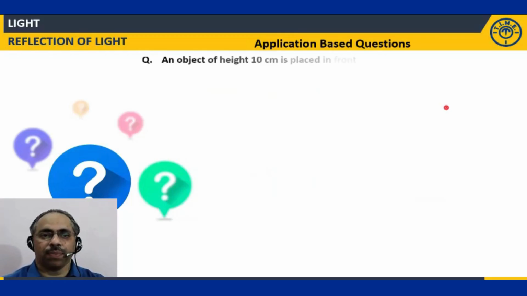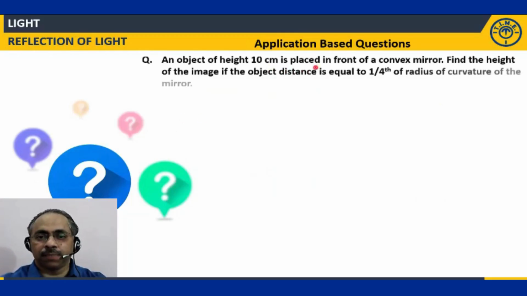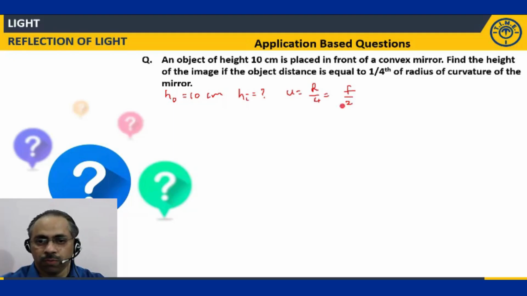Let us see the next question. An object of height 10 centimeter is placed in front of a convex mirror. Find the height of the image if the object distance is equal to 1/4 of radius of curvature of the mirror. What is given here? Height of the object is given 10 centimeter. Mirror is convex mirror. Find the height of the image. We need to find out what is Hi is equal to how much. And what is given? U is equal to R by 4. Not R by 2, R by 4. So R by 4. This is equal to F by 2.